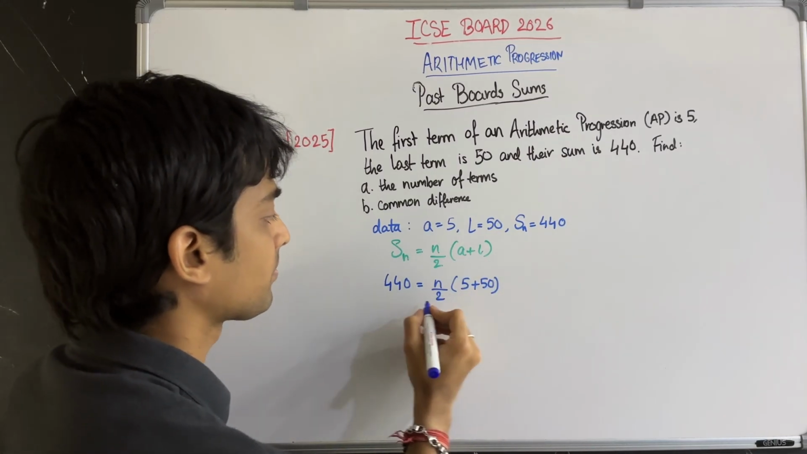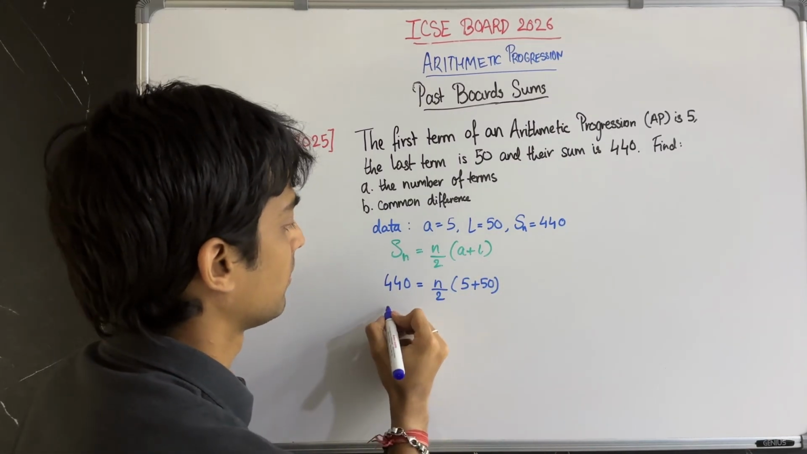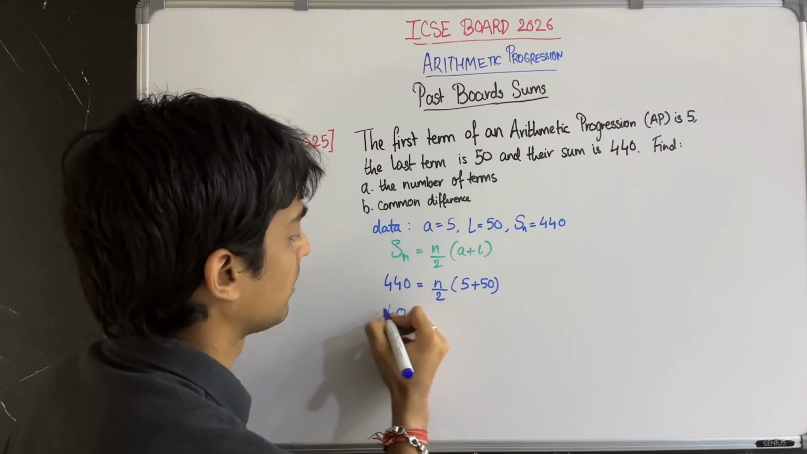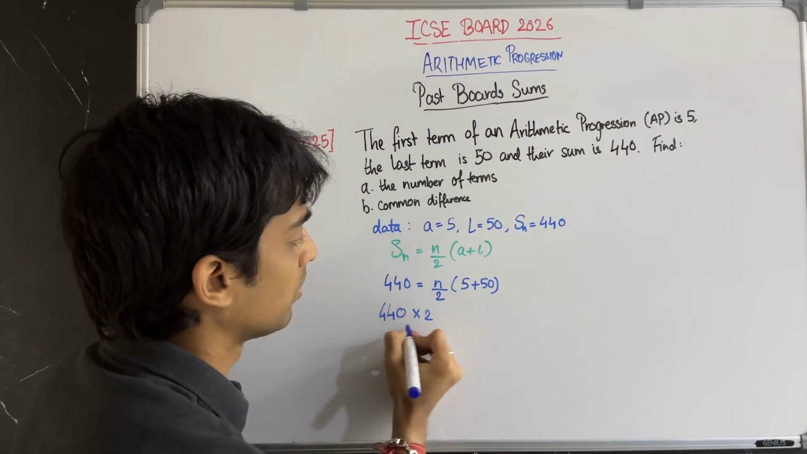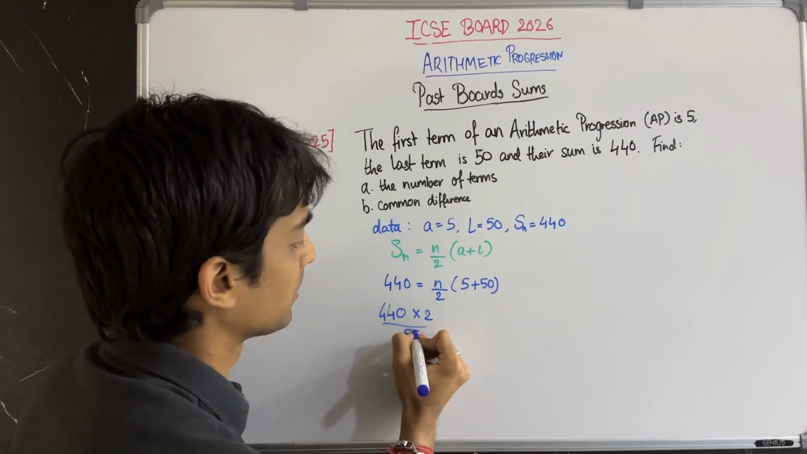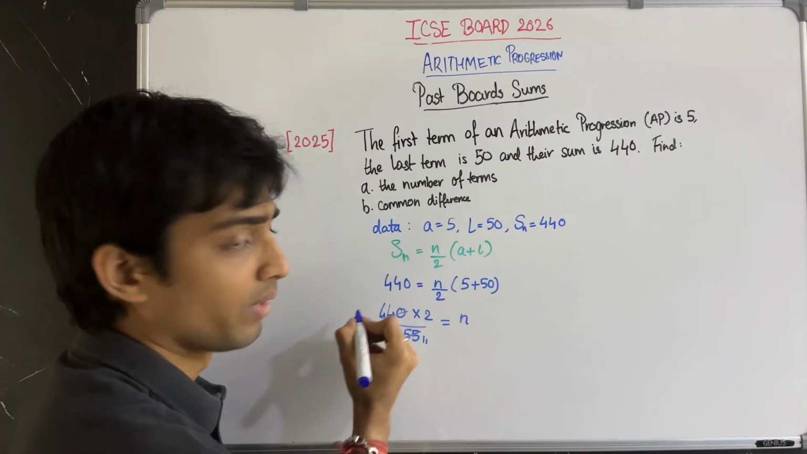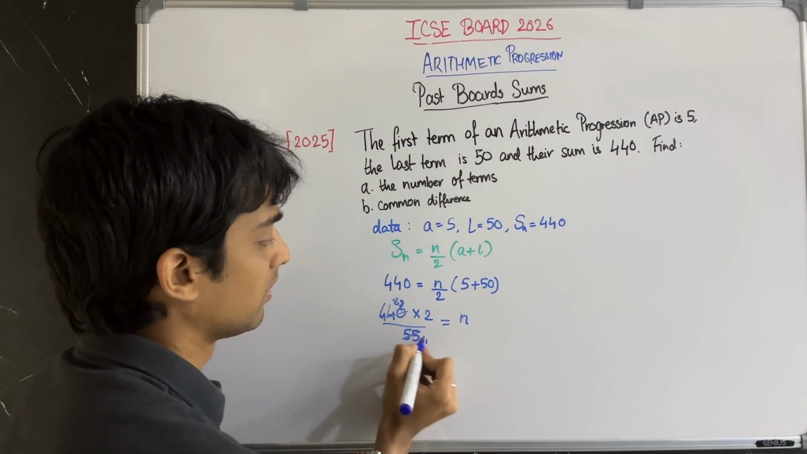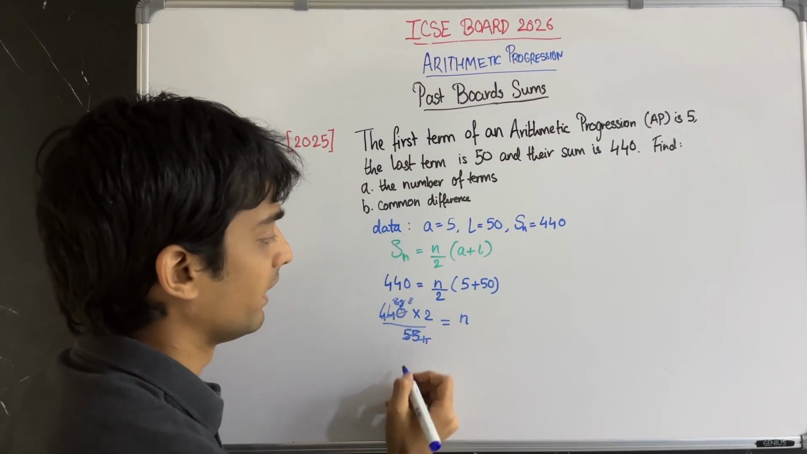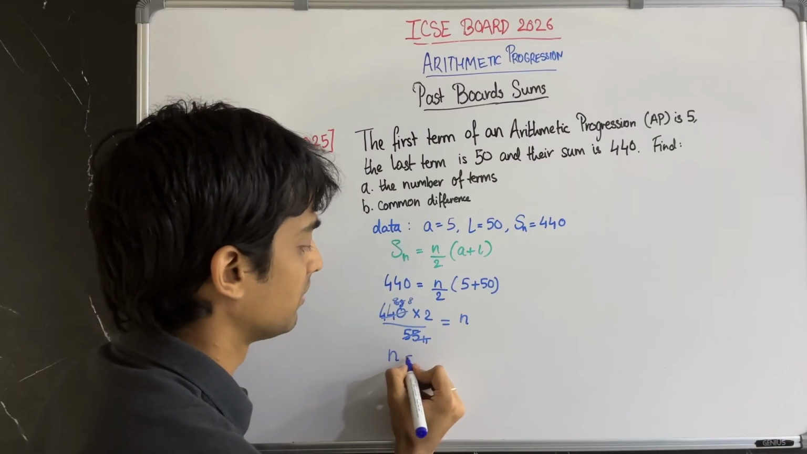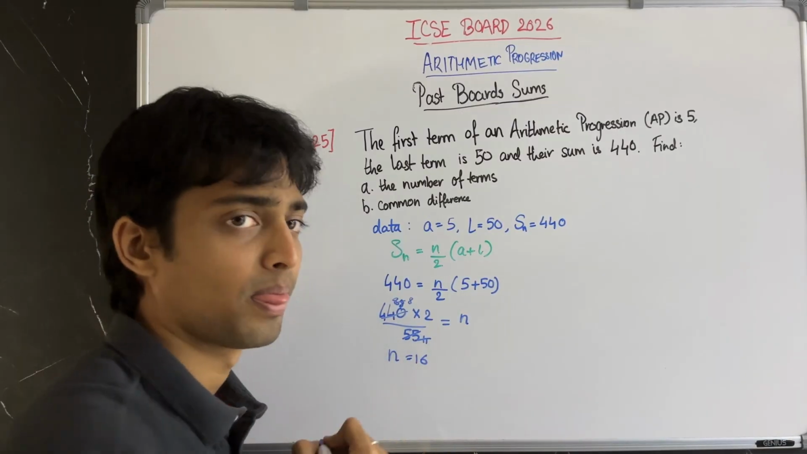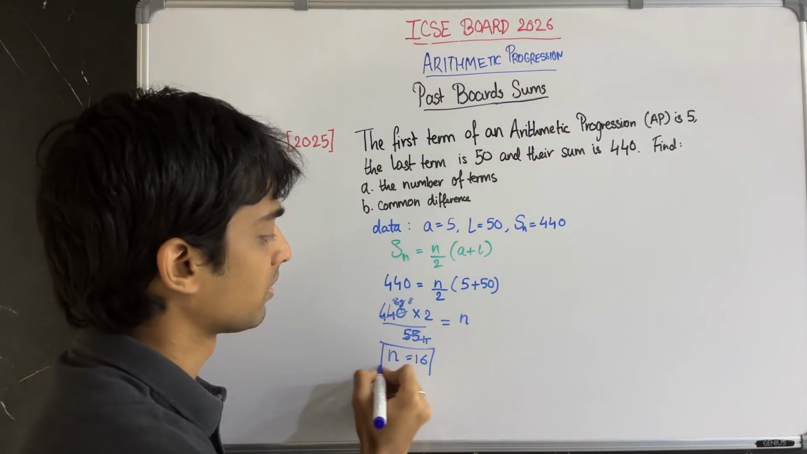We get 2, we can take it here. 440 multiplied by 2 upon 55 comes here equal to n. 5 multiplied by 88, then 11 8s are 88. So n is 8 into 2, which is 16. So n is equal to 16. So we have found the number of terms.